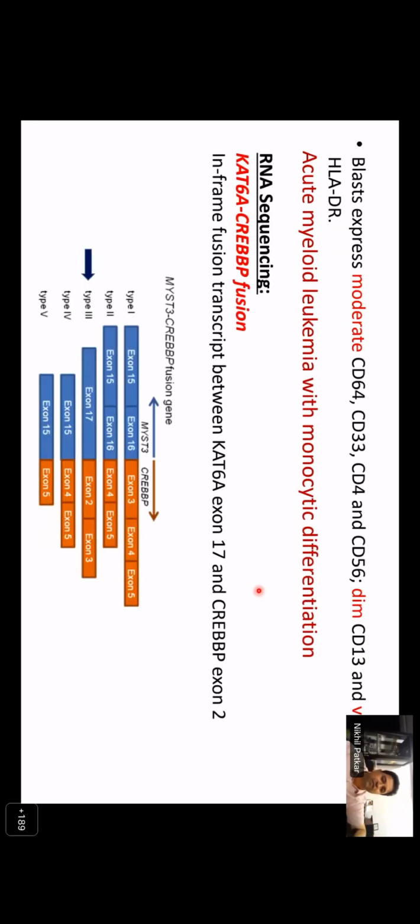This is a bit of a difficult diagnosis. So blasts express moderate CD64, CD33, CD4, CD56, dim CD13, variable HLA-DR, and you're right, it is AML with monocytic differentiation. When we did RNA sequencing on this, we identified a translocation 8;16, KAT6A::CREBBP fusion. So MOZ is the old name, the new name is KAT6A. These typically occur between exons 15 to 17 of KAT6A and exons 2 to 5 of the CREBBP gene.